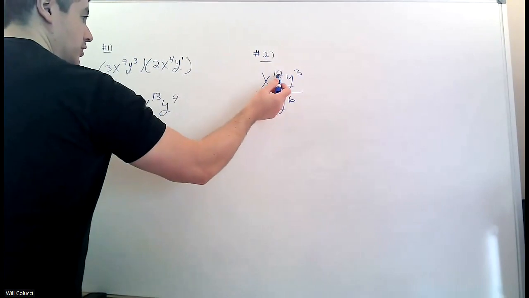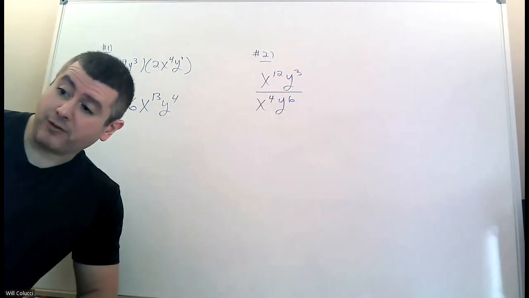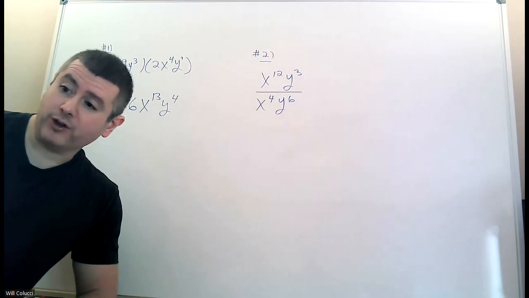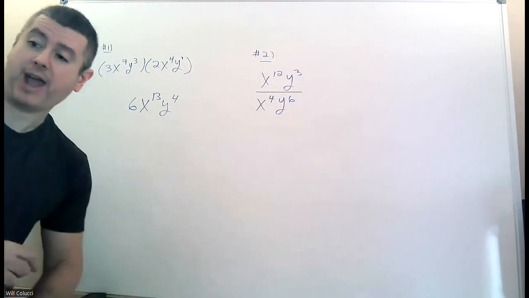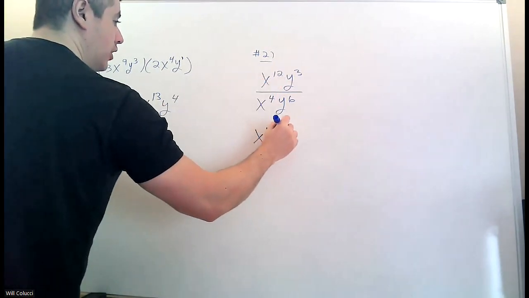Though, if you look at the numbers I chose, yes, 12 is divisible by 4. But you're not dividing the number 12 by the number 4. You're dividing x to the 12th by x to the 4th. So you have to subtract the powers. And you have to start with the bigger one.